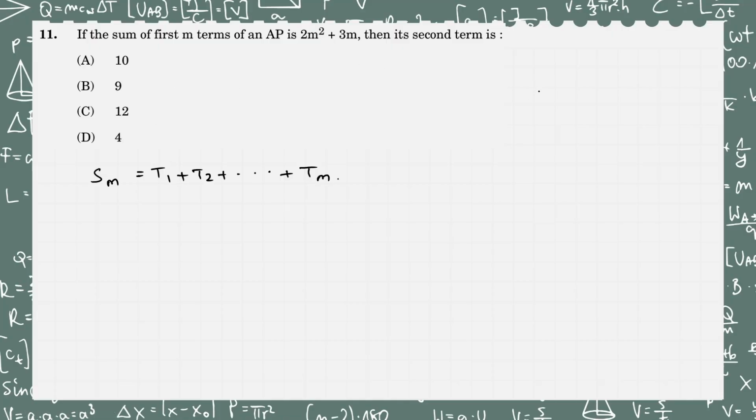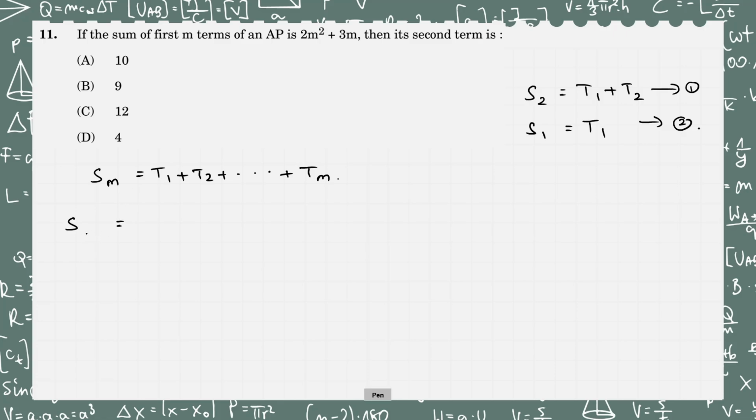So the concept behind this is we are going to find out S2, which means T1 plus T2, and we are going to find out S1, that means sum to one term, that is the first term itself. T1 is the answer for that, right? So when we find both of these and when we subtract S1 from S2, we will get the value of term 2. That's how we have to do it. That can be achieved by putting m equal to 2 once and m equal to 1 the next time.